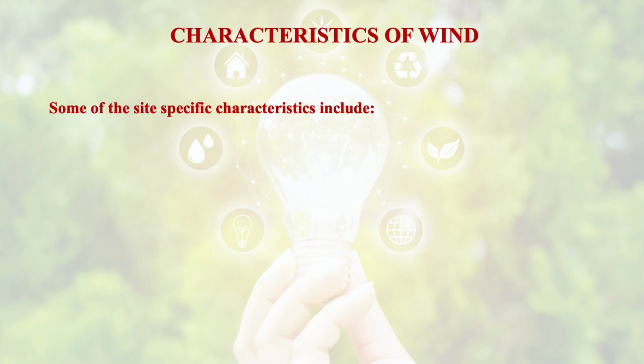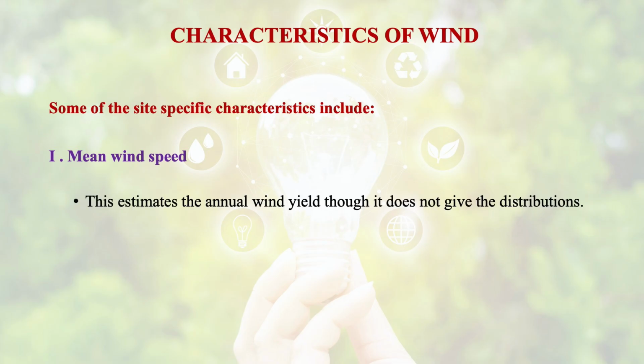Let us talk about the characteristics of wind. There are some specific characteristics, and these include mean wind speed. Mean wind speed is the speed which estimates the annual wind yield, though it does not give the distribution.